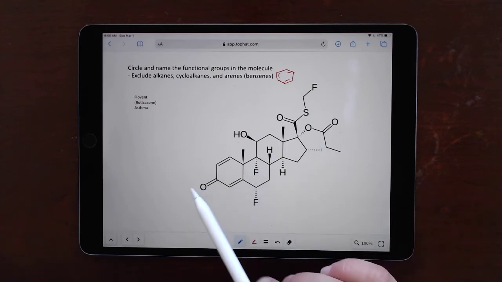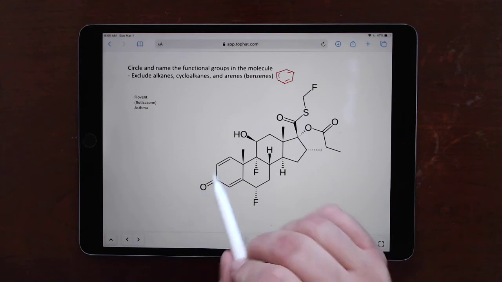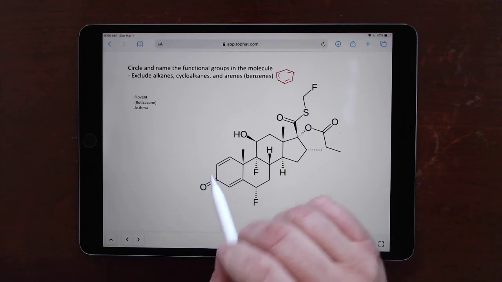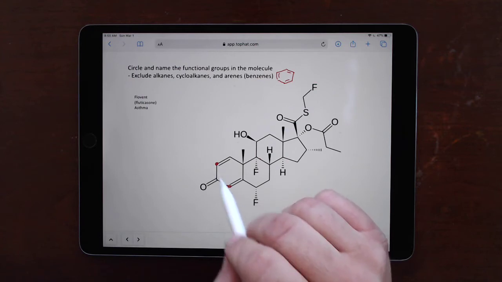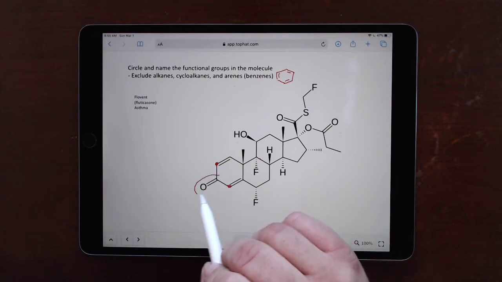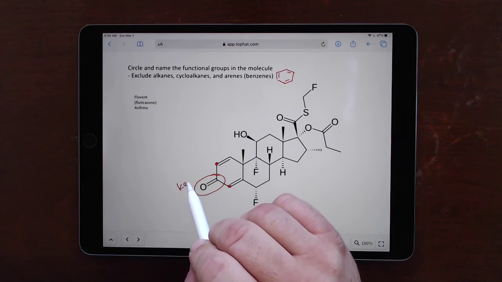So usually you start at one end and go to the other. I'm going to start here. So we have a C double bond O. And what you do is look on either side of it. Notice how there are carbons on either side. That means this guy is a ketone.